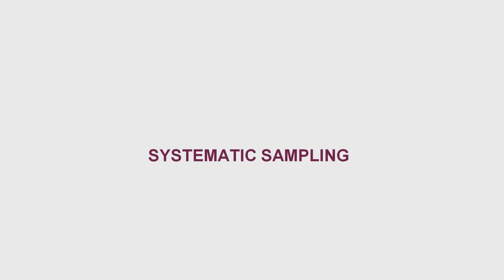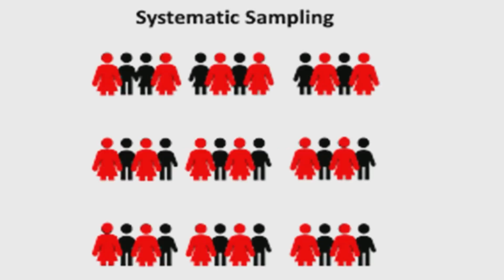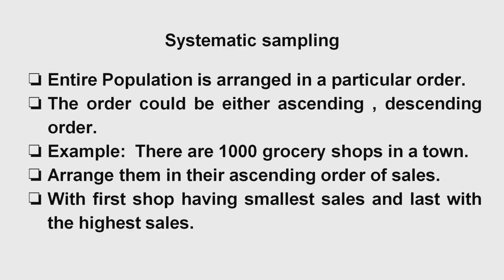And let us move on to the systematic sampling now. So the picture explains the systematic sampling. There will be some pattern or system followed in selecting the sample of your study. Let us see how it works. The entire population is arranged in a particular order. The order could be either ascending or descending.